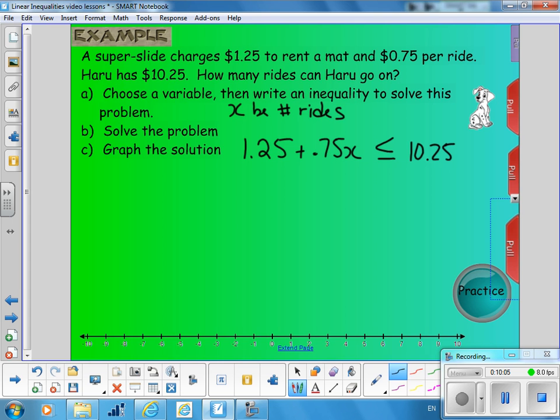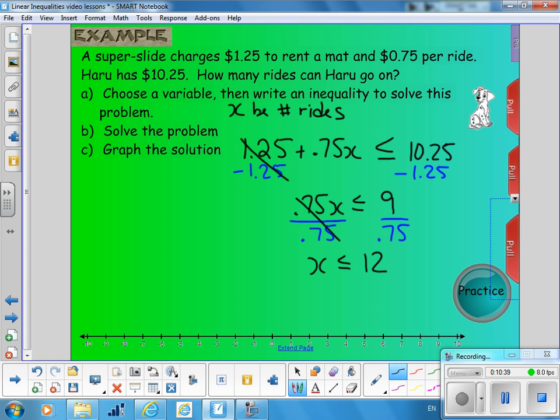So our first step is isolating the variable. So we are going to subtract $1.25 from both sides. That becomes 0, so we have 0.75x less than or equal to 10.25 minus $1.25 is $9. We need to divide by 0.75. We're dividing by a positive, so we do not have to worry about changing the inequality. 9 divided by 0.75 gives us 12.